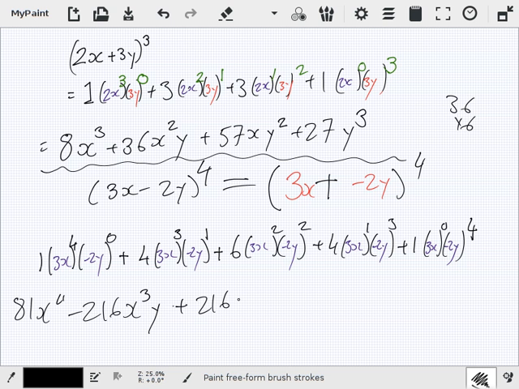And what do I have next? X squared y squared. 3 power 1 is 3, minus 2 cubed is minus 8. Minus 8 by 3 is minus 24. Times 4 is minus 96. Xy cubed. 3 power 0 is 1, minus 2 power 4 is 16. 16 by 1 is 16. No x's, y power 4.